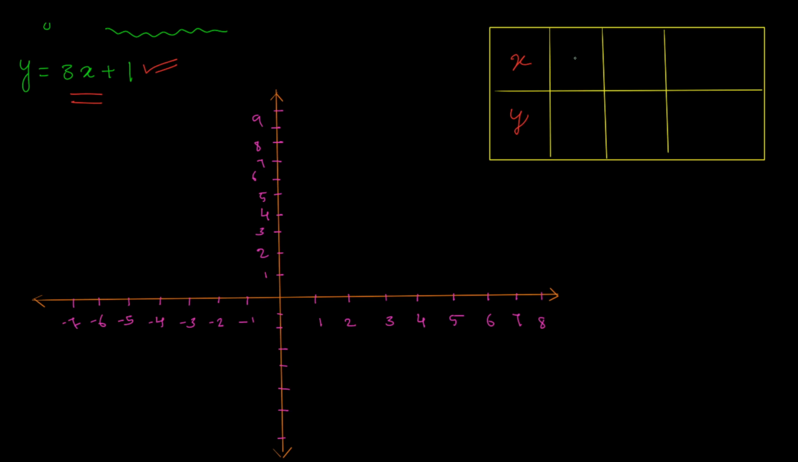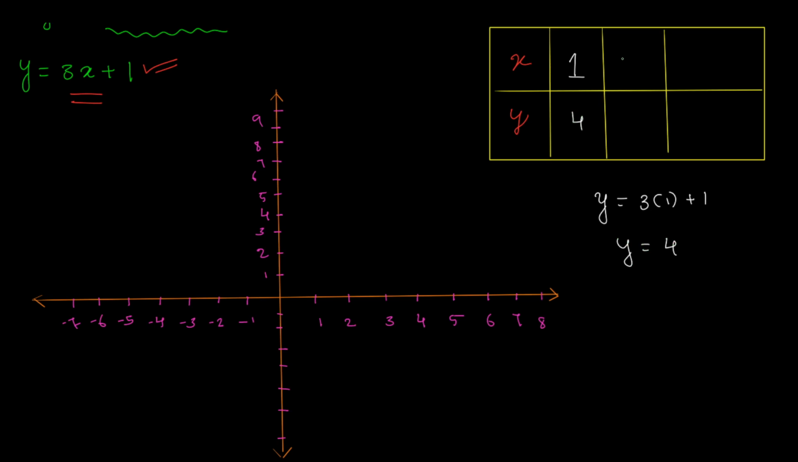Let's try that. For example, let's choose x equal to 1. If x is equal to 1, what will y be? Y is equal to 3x plus 1, right? So it will be 3, x is 1 in this case, plus 1. Therefore y is equal to 4. Alright, so for x equal to 1, y should be 4.